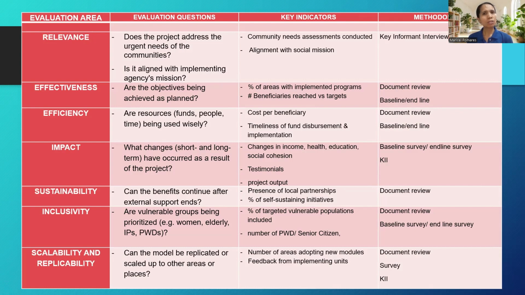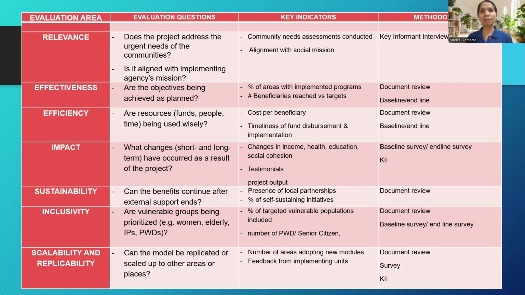Now, let's talk about effectiveness. A social mobilization should be evaluated in this area. How effective is a social mobilization, especially in matters of the objectives carried out in the program? For example, this evaluation question, are the objectives being achieved as planned? And really, are we really achieving the objectives we put when we started to plan this social mobilization? And the key indicators is the percentage of areas which implemented the programs. How many areas already implemented the program versus the target, or the number of beneficiaries reached versus the target.